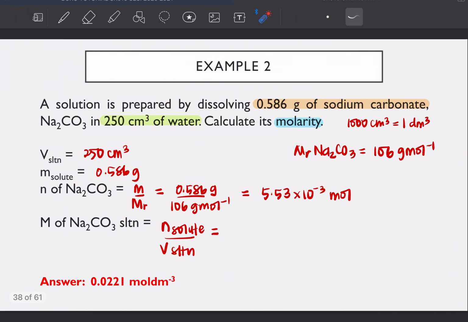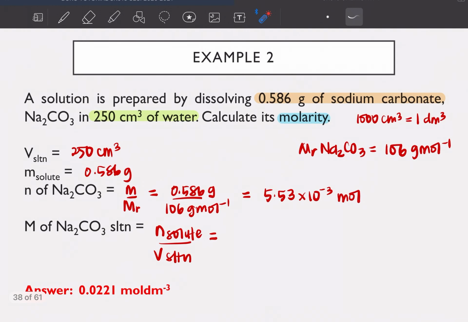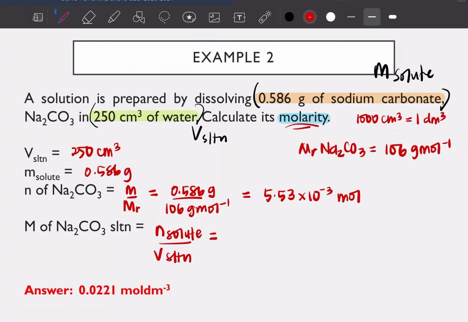Next example, example number 2. The question says a solution is prepared by dissolving. Dissolving maksudnya awak akan dissolve awak punya solute. So we can know that this is our solute, and this is actually the mass of our solute: sodium carbonate in 250 cm³ of water. So this will be the volume of our solution. Calculate its molarity. Molarity. So pergi balik ke molarity.